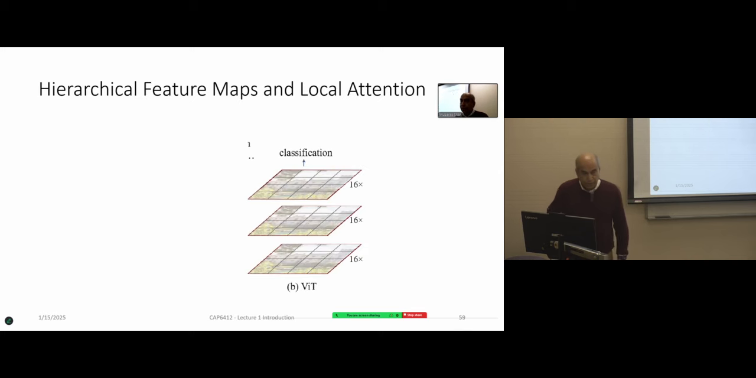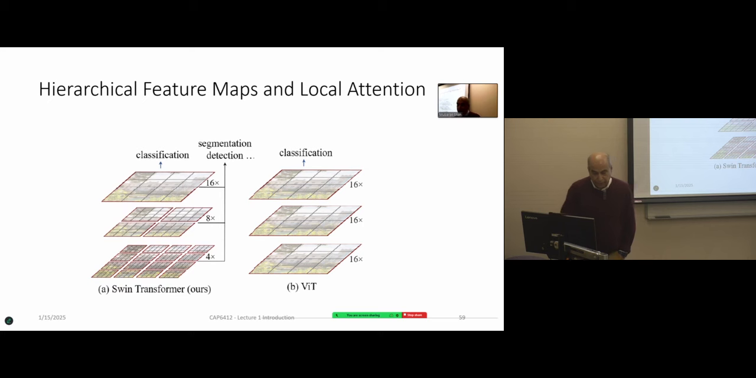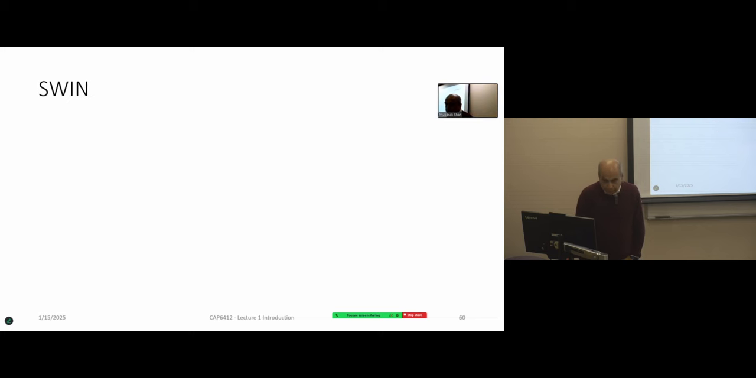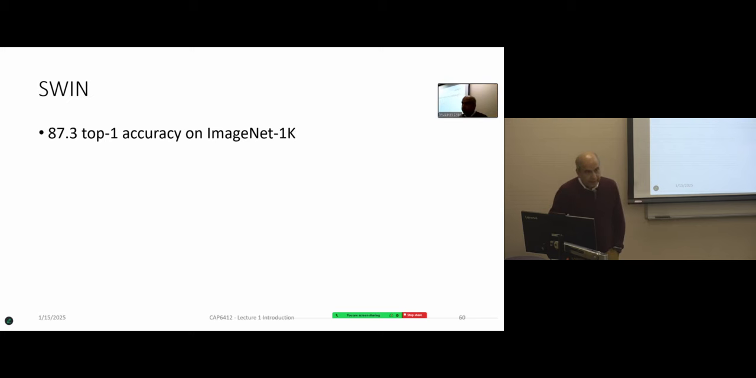So in standard ViT, in all the layers we have 16 by 16, okay, it's fixed. So here, in Swin, we start with a small window, actually 4 by 4. Then we go to 8 by 8, and 16 by 16. So it's like a scale, we are increasing. So then they demonstrated that this can do pretty well.